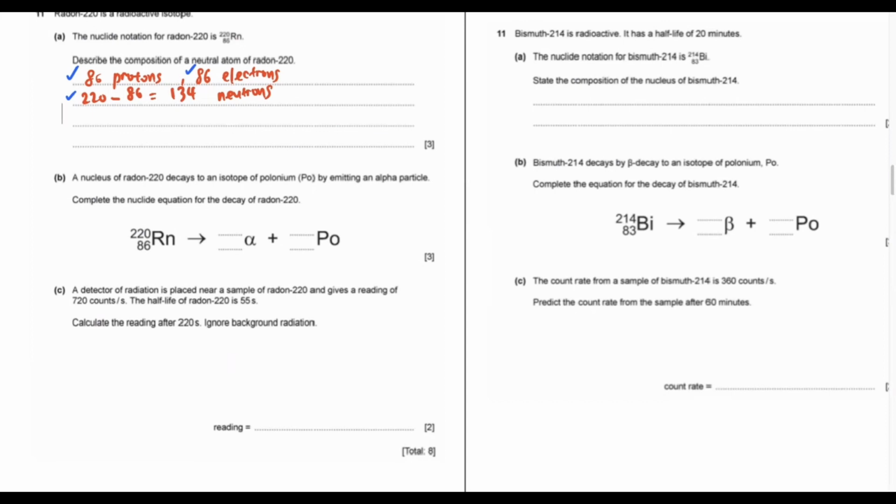Okay, then we look at B. A nucleus of radon 220 decays to an isotope of polonium, which is this one, by emitting an alpha particle. Complete the nuclide equation for the decay of radon 220. So you know alpha is 4, 2. Then the nucleon number you have to minus by 4, become 216. And then the proton number you have to minus by 2 to get 84.